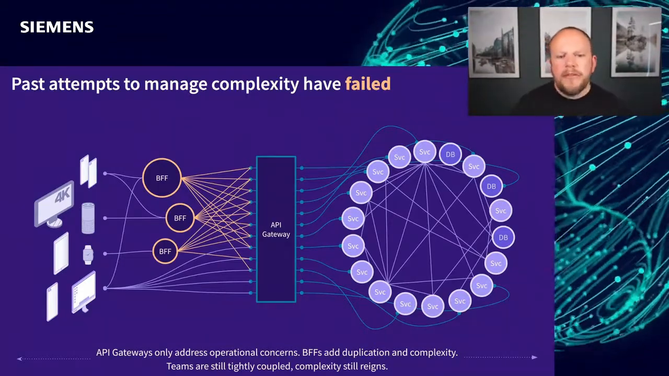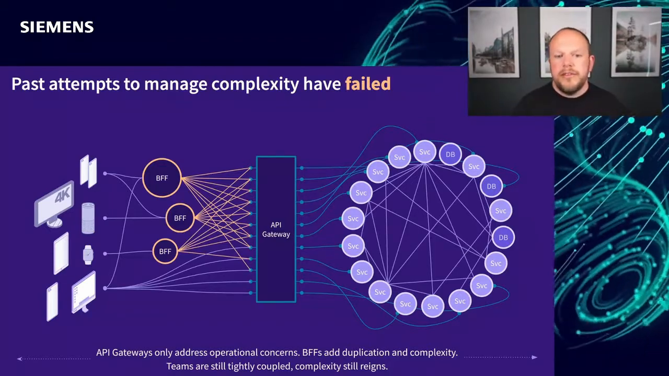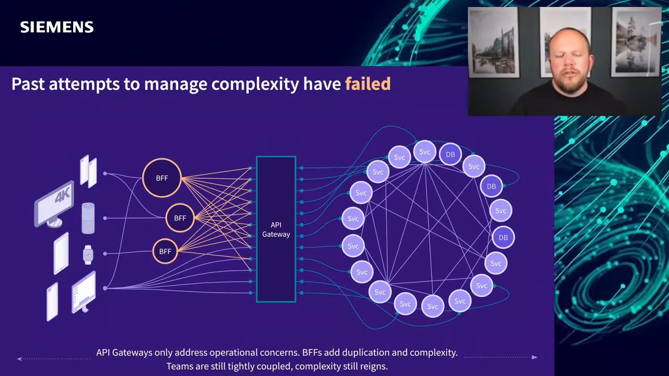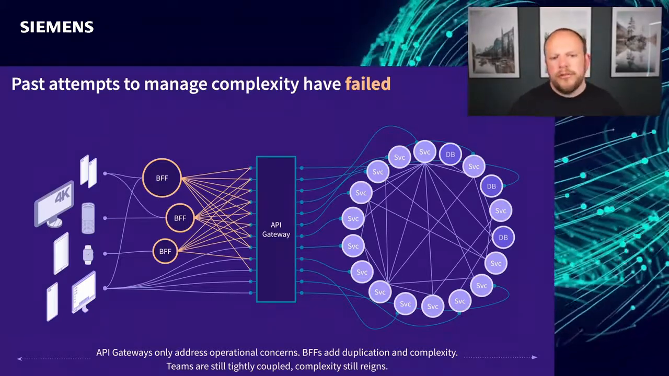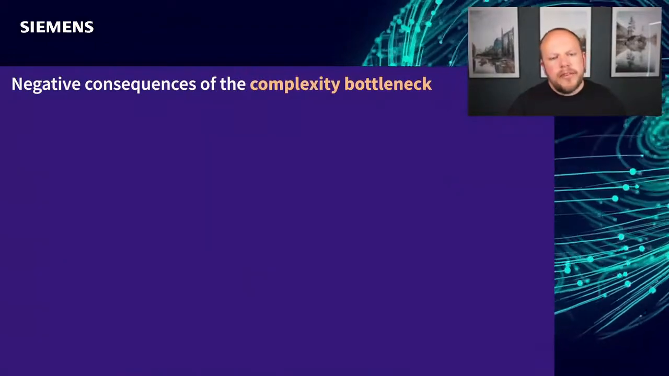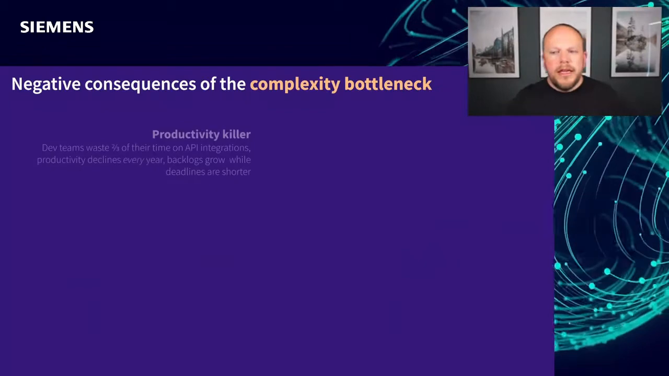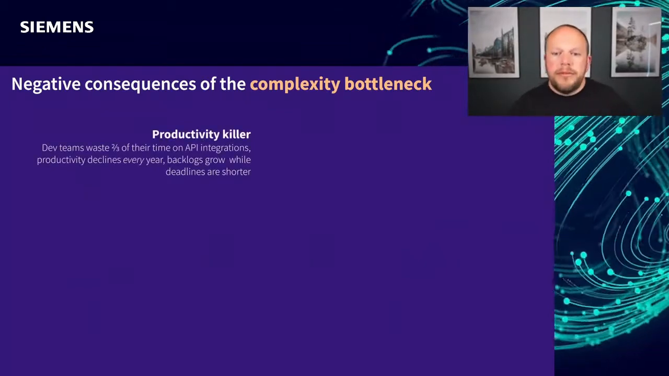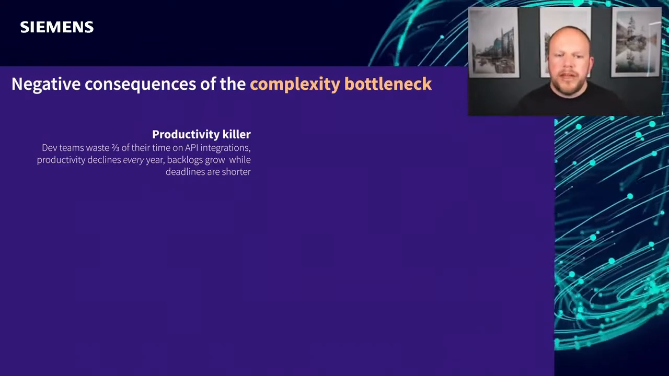The REST API paradigm is simply not flexible enough to create a multi-client supporting API that can evolve as needed. Without a single source of truth, experiences stay fragmented, complexity still reigns, and delivery slows. This complexity bottleneck leads to a number of negative consequences for your product development. It acts as a productivity killer, with development teams wasting 2/3 of the time on API integrations that become increasingly complex as time goes by.